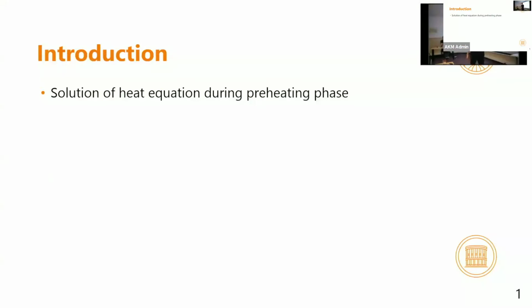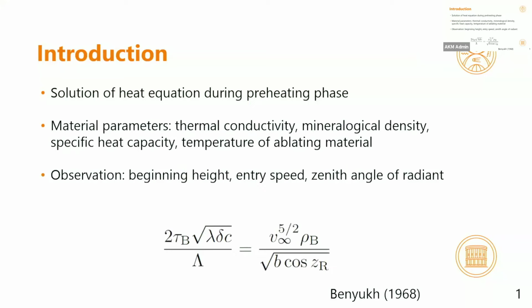How do we calculate the mineralogical density? It's based on the solution of heat equation during the preheating phase, so even before the meteor becomes visible in the sky. Without too many words, here's the solution. On the left-hand side, there are some parameters. These are only the material parameters of the meteoroid, so that is thermal conductivity of the material, mineralogical density, specific heat capacity, and also the temperature at which the material starts ablating.